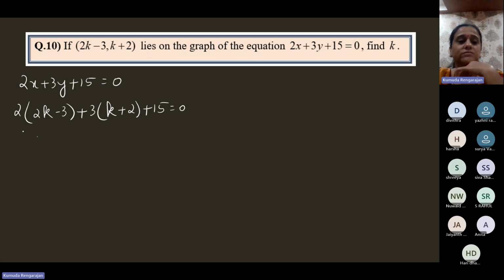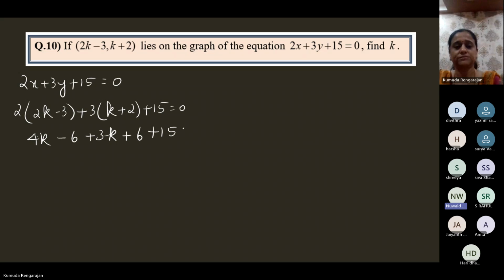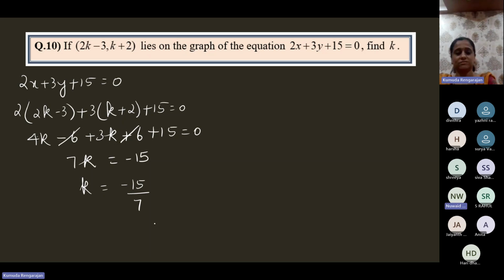Next what? Quickly. 4k minus 6 plus 3k plus 6, plus 15 equal to 0. Very good. Next, 4k plus 3k will be 7k and 6 will be cancelled. Next, k is equal to minus 15 by 7. Very good. So k is equal to minus 15 by 7.